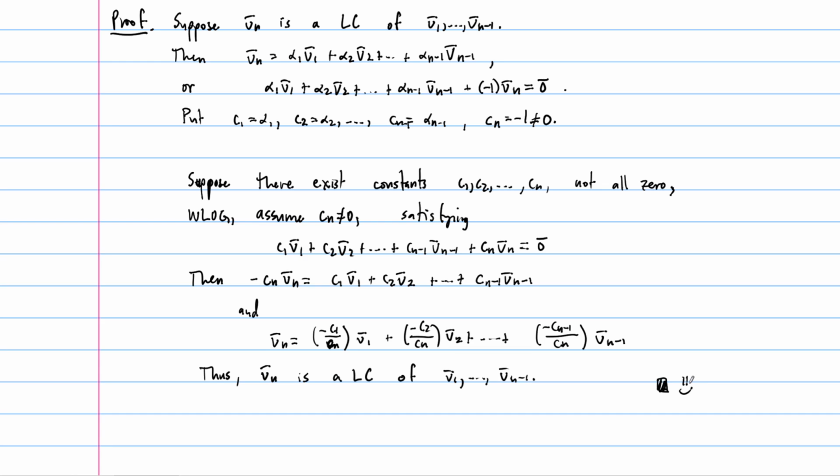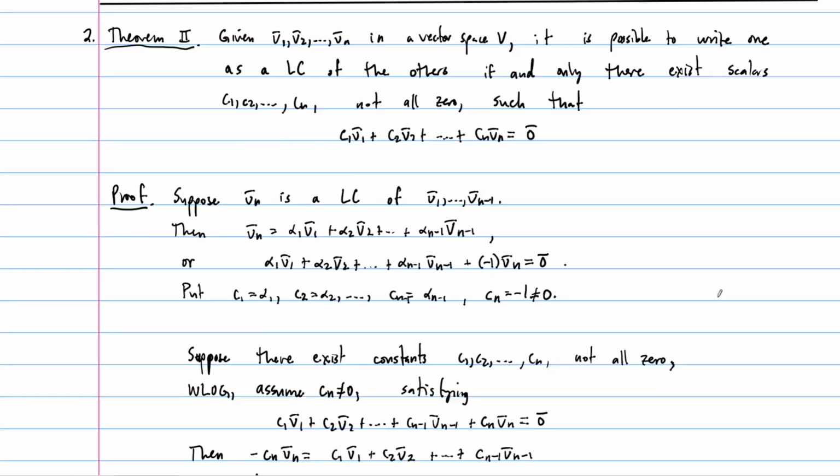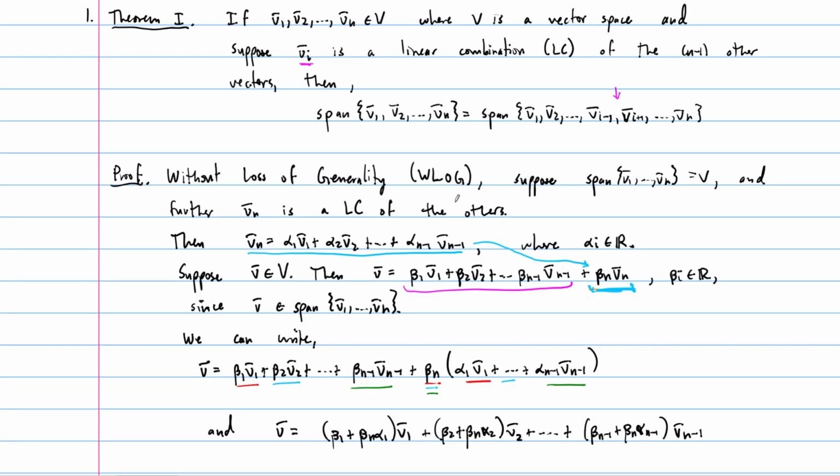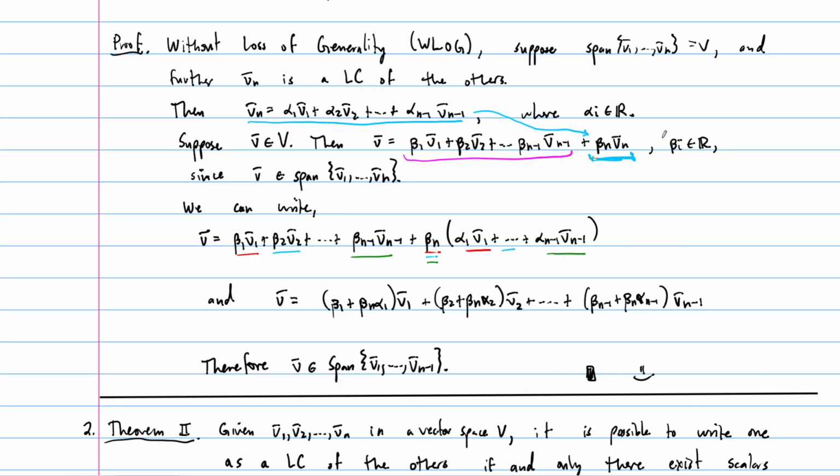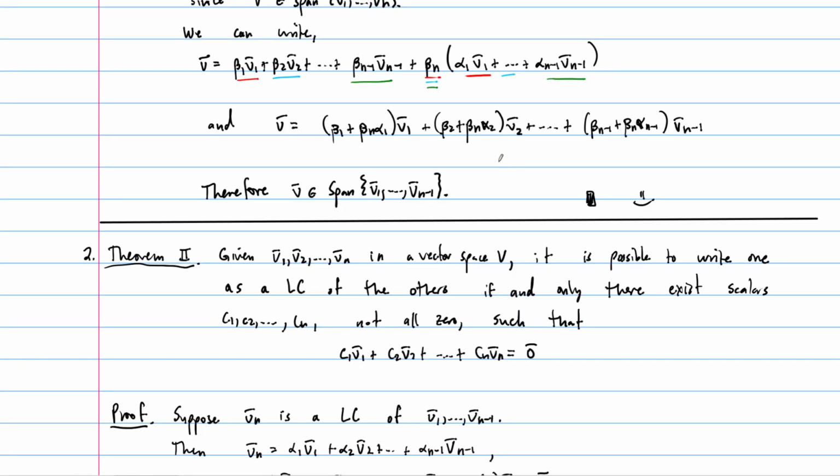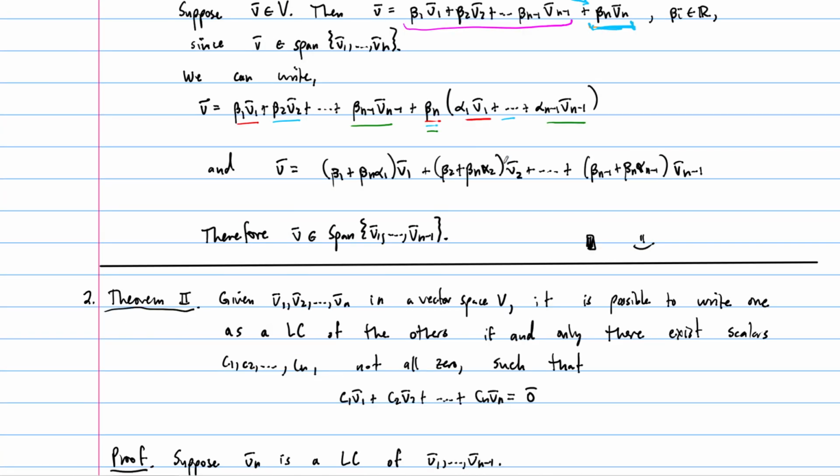So these two theorems taken together say a couple of things. Number one, like we already talked about, if a vector is a linear combination of the other vectors in a set, then it can be removed from the span without changing the span. So it's like extra information in some sense, superfluous.